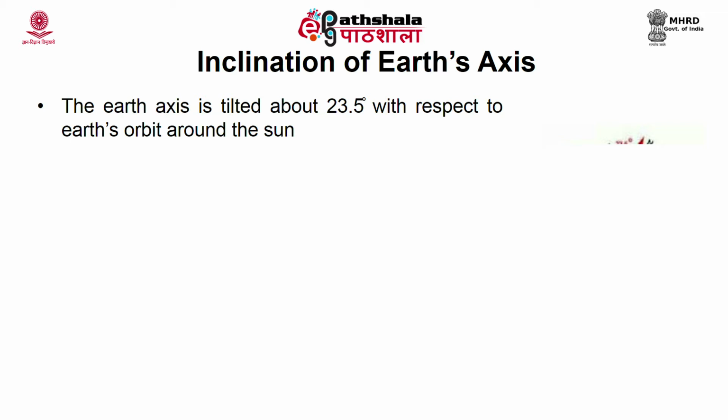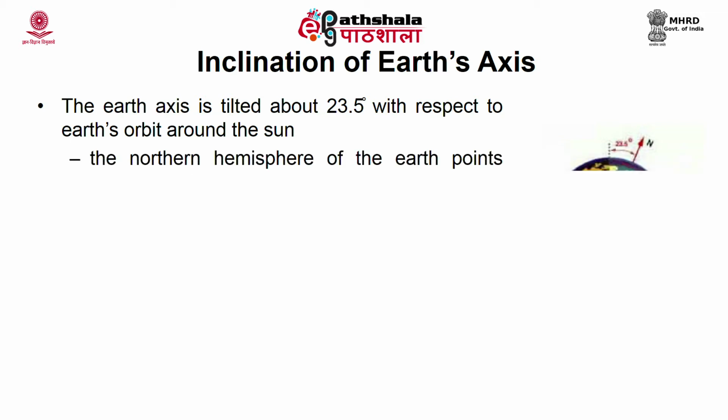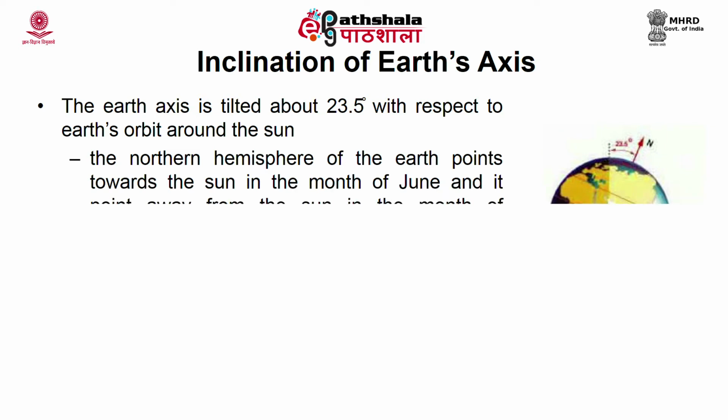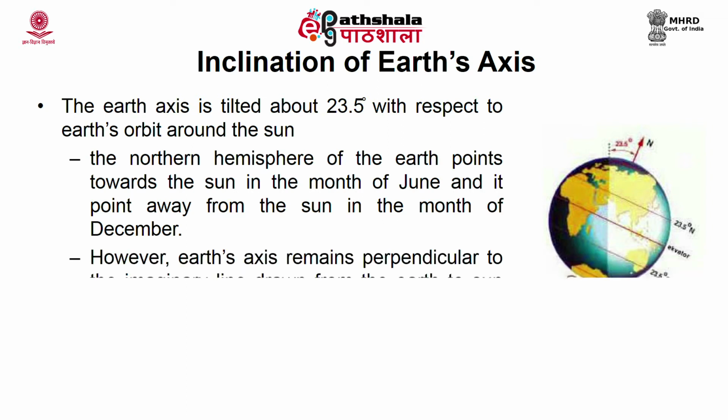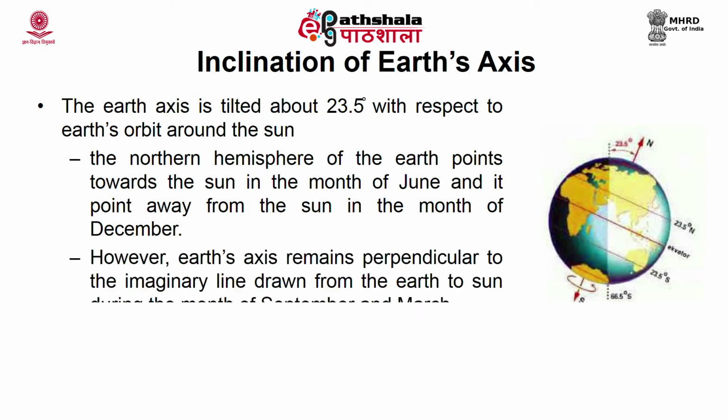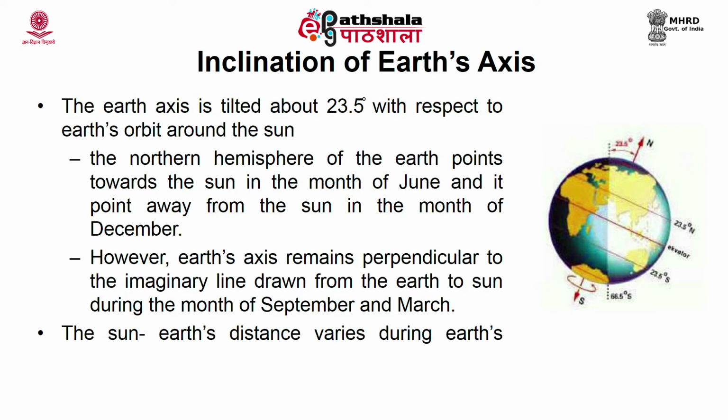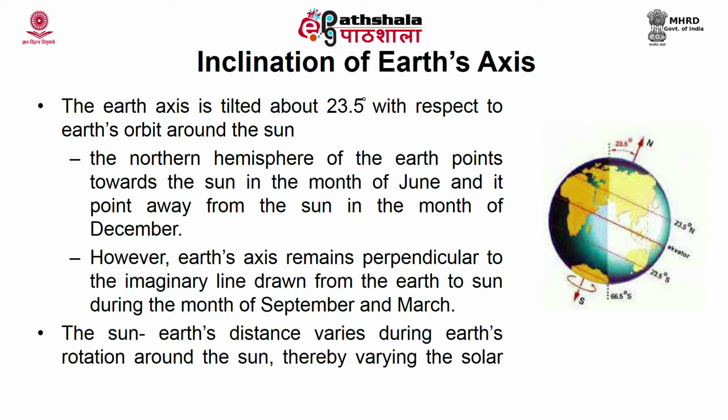Owing to this tilting, the northern hemisphere of earth points towards the sun in the month of June and points away from the sun in the month of December. This earth axis remains perpendicular to the imaginary line drawn from the earth to the sun during September and March. The sun-earth distance varies with the earth's revolution around the sun.